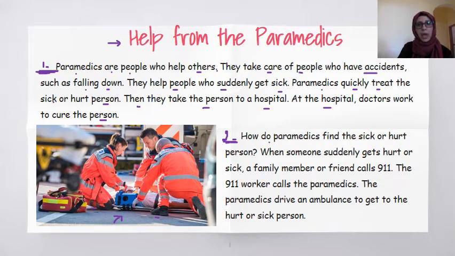Second paragraph. How do paramedics find the sick or hurt person? How do they know that there is a sick or hurt person in this building or in this place? When someone suddenly gets hurt or sick, a family member or a friend, anyone who's next to that person, what do they do? They call 911. Now, this text doesn't apply to our country. We do not have 911 here in Lebanon, okay? So this is also in USA.